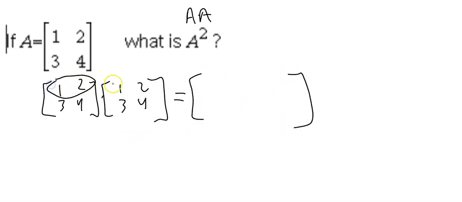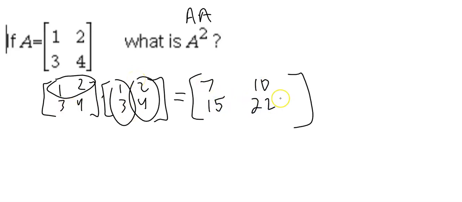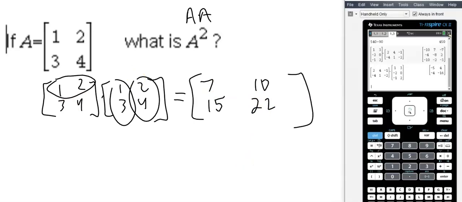So this will be top row right there. 1 plus 6 is 7. 2 plus 8 is 10. 3 plus 12 is 15. And 6 plus 16 is, I think, 22. Let's just see what happens if we type in our calculator, see what we get. So if I put in a 2 by 2, 1, 2, 3, 4, square it, 7, 15, 10, 22. Phew, we got it.